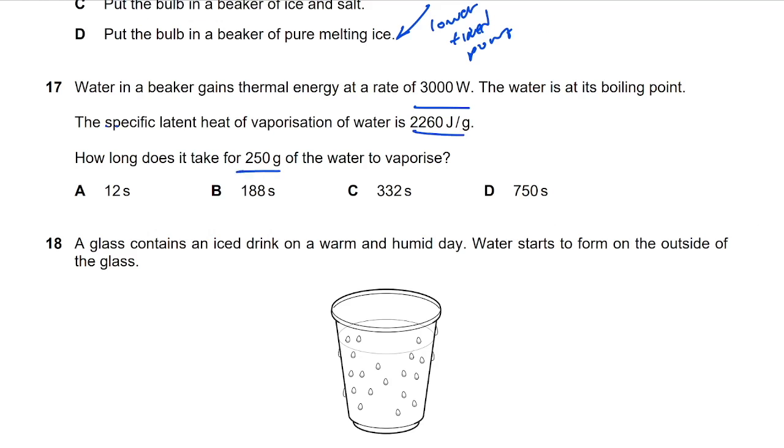Now, as I told you, I think here we will need two formulas. The first formula, energy is equal to power times time. Look here, it says gains thermal energy at a rate. Rate is what? Power, and the other is time. You see how I've converted it to energy equals PT? It's literally written here. Energy is equal to PT. From this sentence, I've derived the first formula.